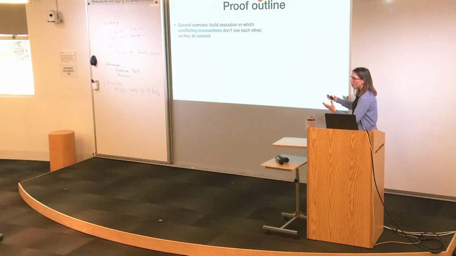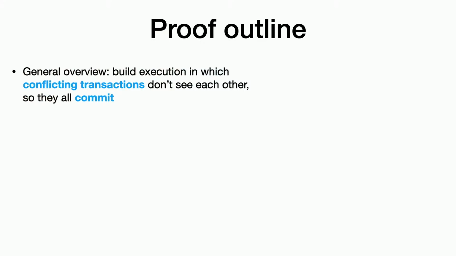Our general goal in proving such impossibility results is to build an execution where I have conflicting transactions, so they can't be allowed to both commit, but they're unaware of each other, so they are going to both commit, in which case our serializability is broken. So that's our goal. We're going to find two transactions that shouldn't be allowed to both commit, but they do.